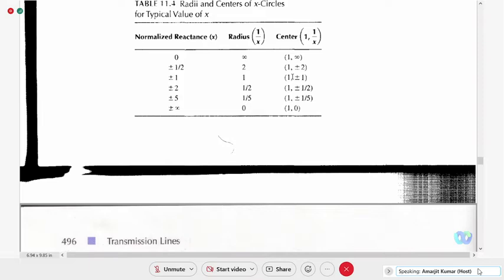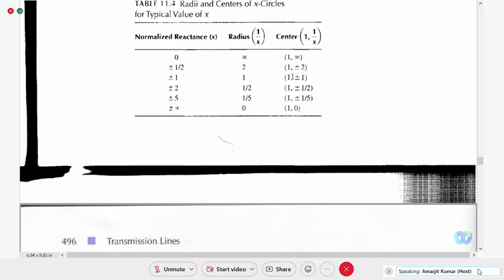If it is positive, then inductive reactance. If it is negative, then capacitive reactance. So 0 to plus minus infinity. So what will be the center then? Center is at 1 comma 1 upon x. Radius is 1 upon x.